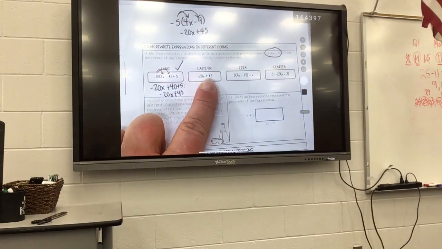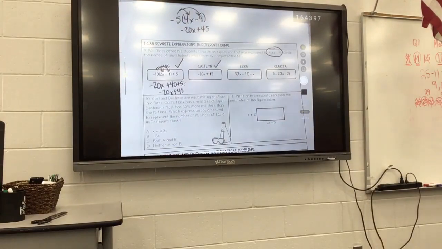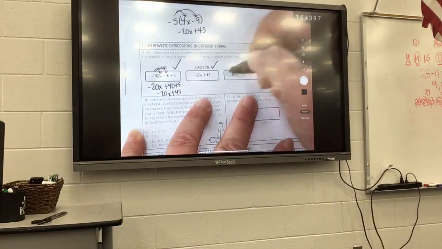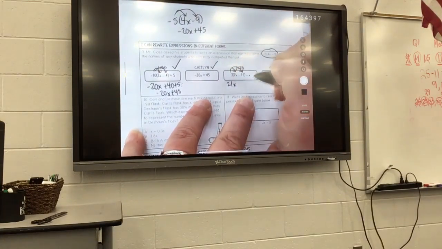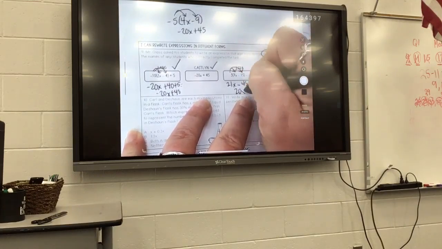Do we agree? Yep. I hope so. Yes. All right, Ezra. So I'm going to distribute this in and this in, so that's going to be 21x minus 45 minus x, so that's going to be 20x minus 45.